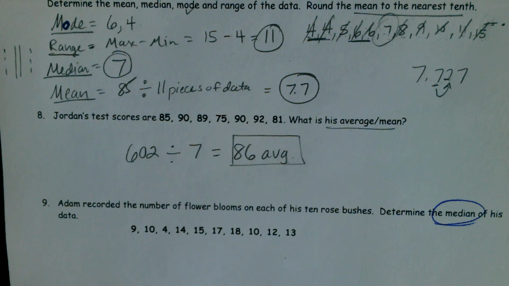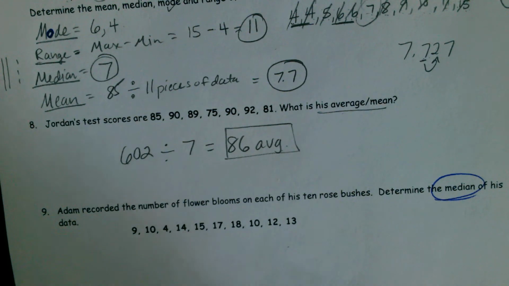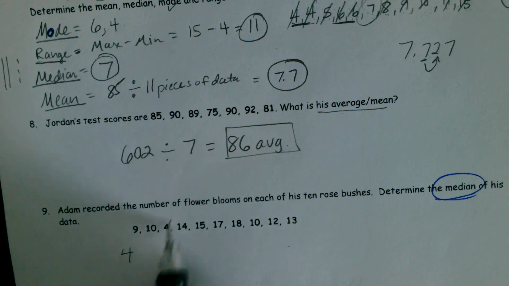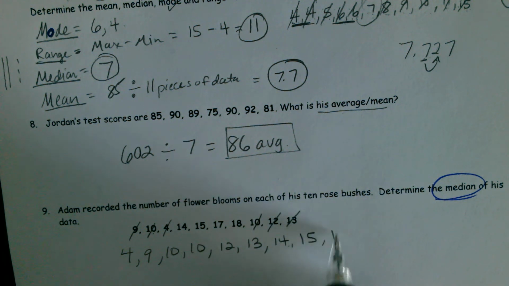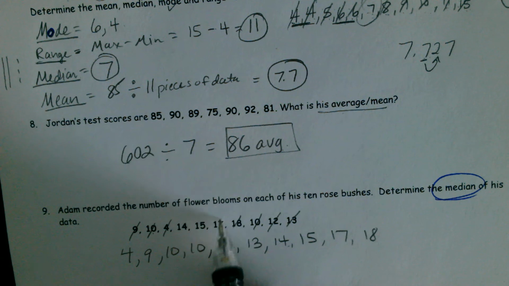So median. In order to do median, we've got to find the middle, so we've got to put them in order. I'm going to put 4, and then I've got a 9, and it looks like I've got 2 10s. Don't just write the 10 once. You've got to write it as many times as you see it. 12, 13, 14, 15, 17, and 18.